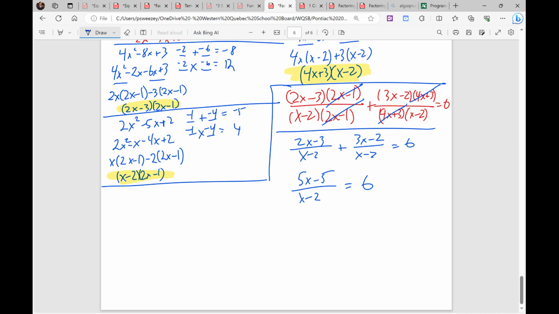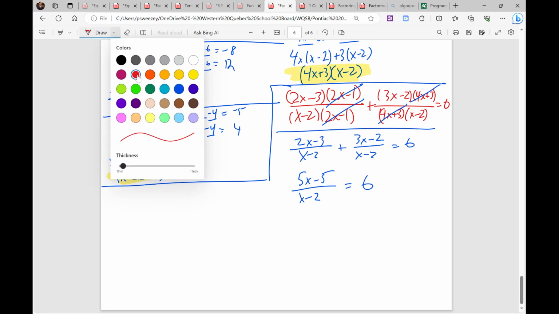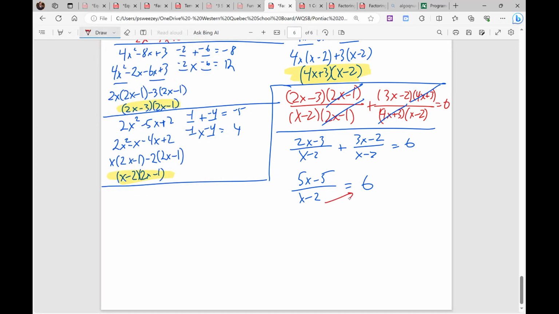This is where I'm going to cross multiply. I hate this on the bottom, so it's just going to get brought up over here. 5x minus 5 is equal to 6x minus 12. And then now I can just rearrange and solve. So bringing this over and bringing this over, x is going to be equal to positive 7. So that one's a lot easier, right?